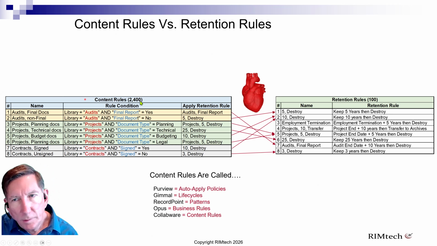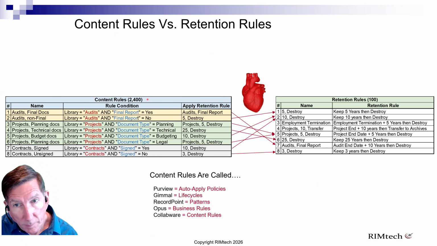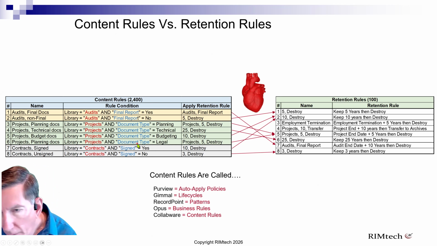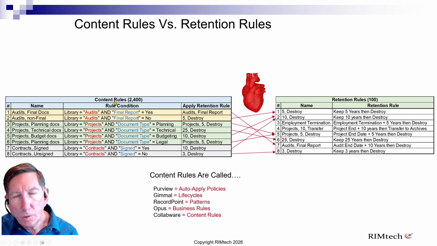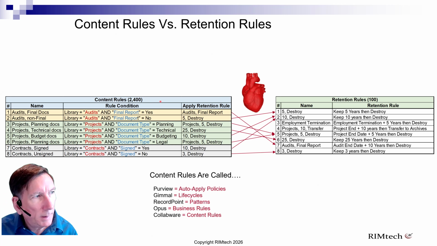So where do these content rules come from? Well, they don't fall out of the sky. You have to write them. They don't come with any software. They're unique to your libraries and your situation and your retention schedule. So you have to cook up these 2,400 rules. And that's the part so few people understand about EDRMS.